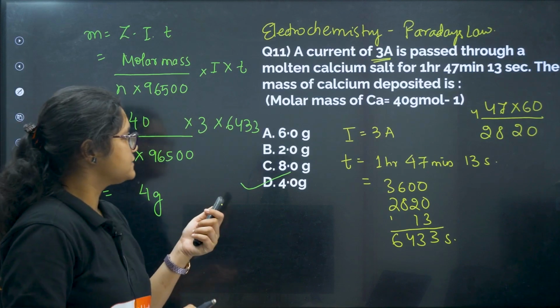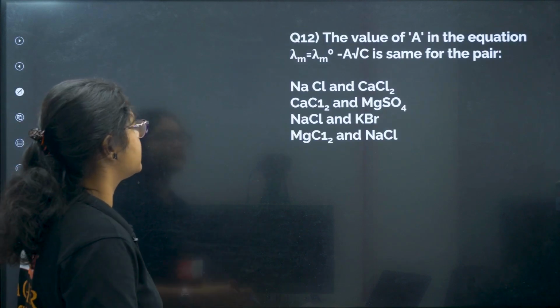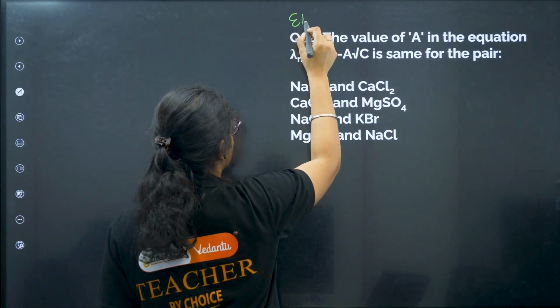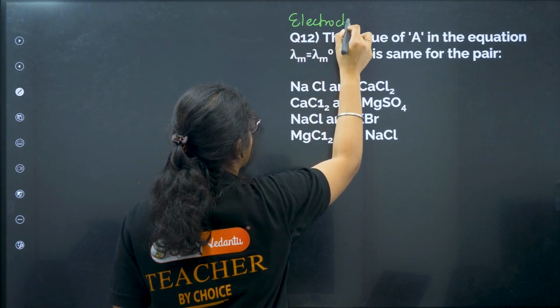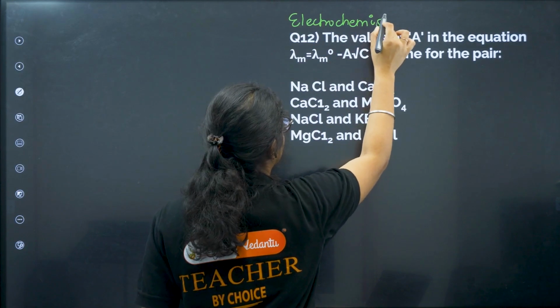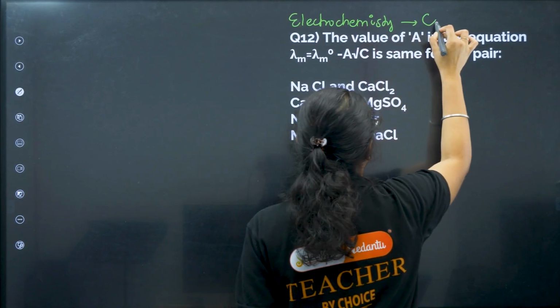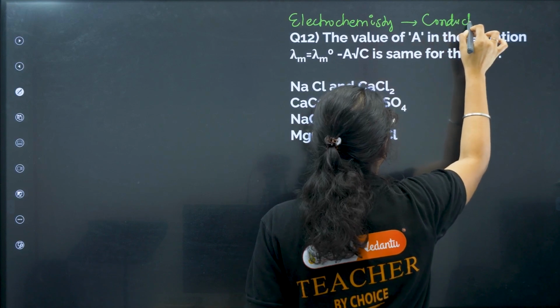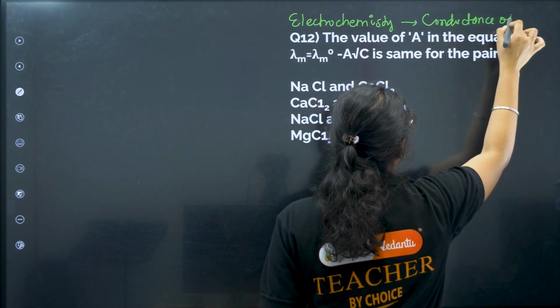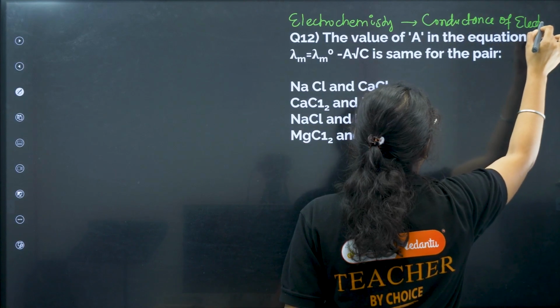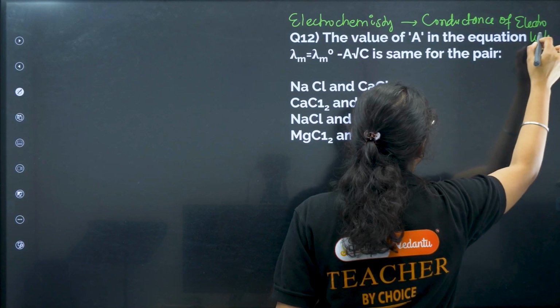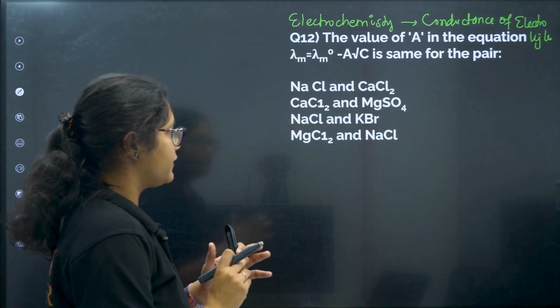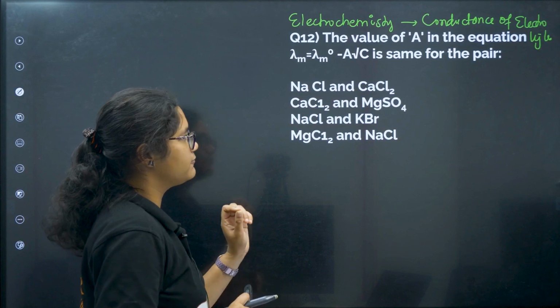Okay, now let us move to the next question here. Question number 12 is again from electrochemistry. The topic here is conductance of electrolytes. The value of A in the equation is same for the pair.